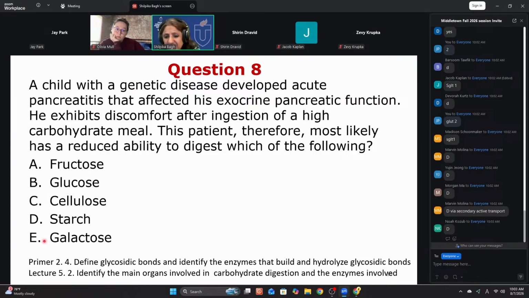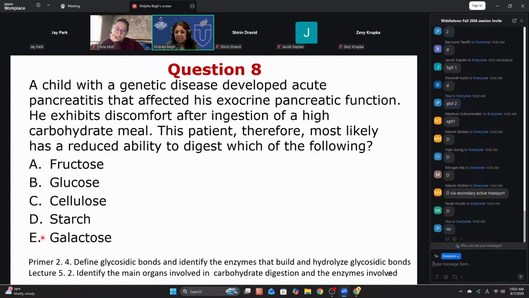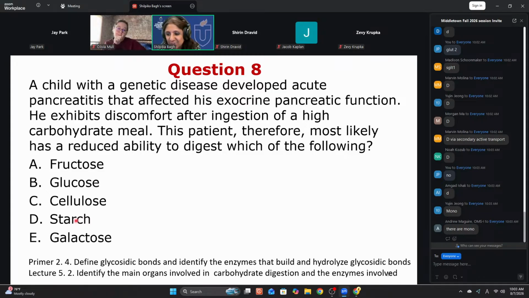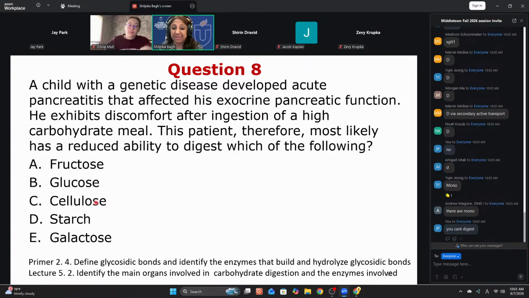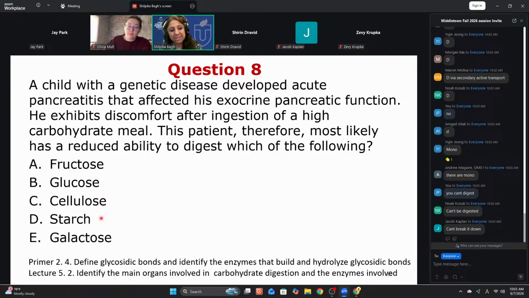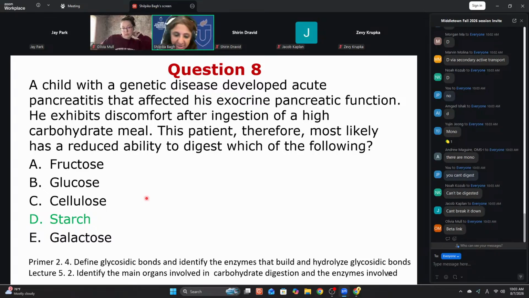Do they need to be digested? A, B, and E? Do they need to be digested? No. Why don't A, B, and E need to be digested? Because they are monosaccharides. So pancreatic insufficiency has nothing to do with it. What about cellulose? Why wouldn't you choose cellulose? Is cellulose digested by pancreatic amylase? No. So if pancreatic enzyme is not working, what will be undigested? Starch or any polysaccharide, but not the others.